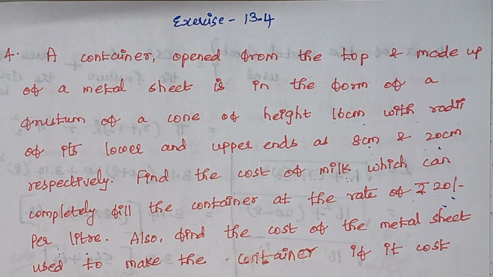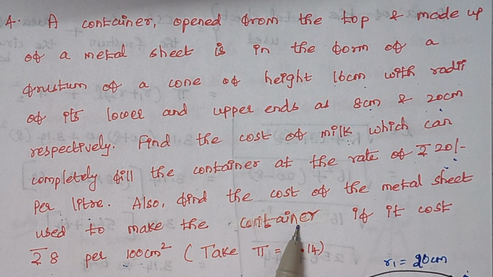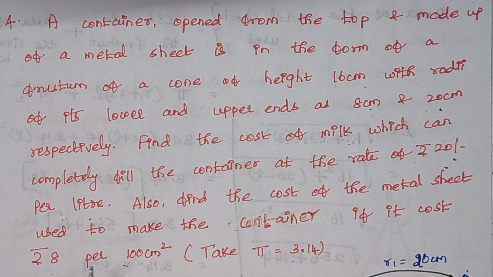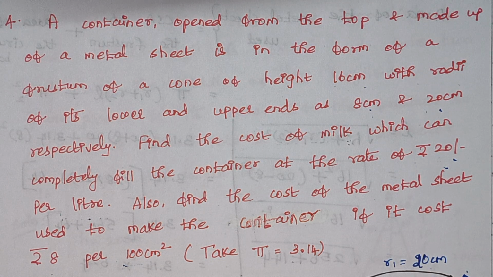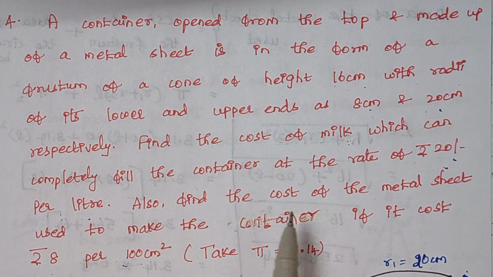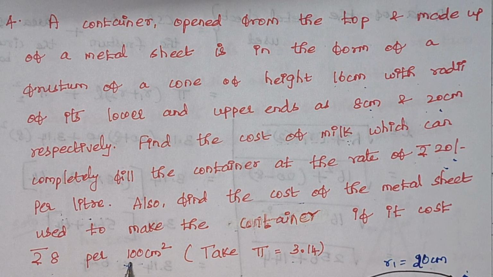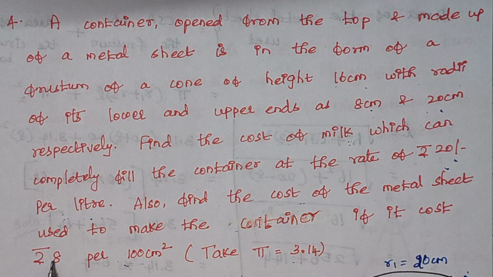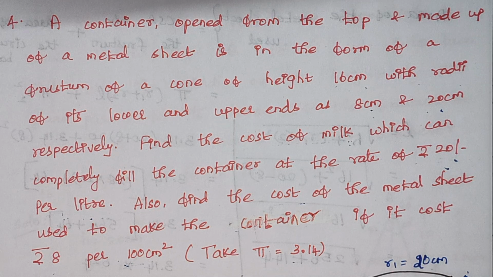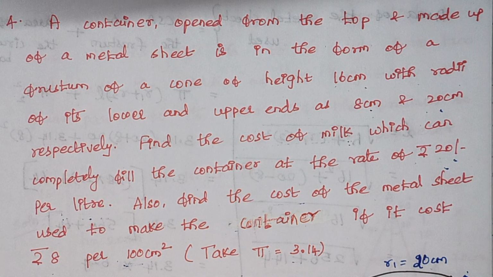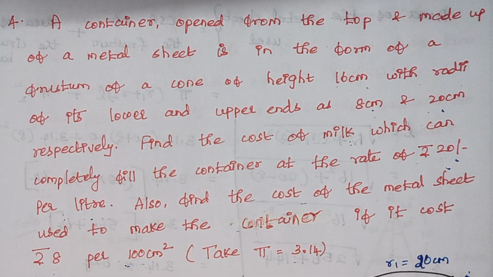Right. Now the second part of the problem is: find the cost of the metal sheet used to make the container if it costs rupees 8 per 100 centimeter square. The next thing is this container is made up of metal sheet. So here again we have to calculate the cost of the metal sheet which is required to make the container, provided you see for every 100 centimeter square the cost of the metal sheet is 8 rupees. So here for the second part we have to calculate the curved surface area and then we have to proceed. Right. So we start our solution by finding the volume of the container.